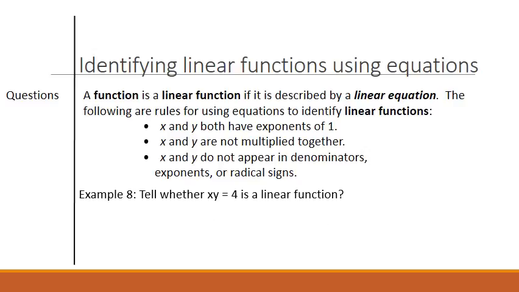So that's the gist of how you use ordered pairs and tables to determine if you have a linear function or not. Now, the third and final way that we would identify if we have a linear function is by using equations. So in the worst case scenario, when you can't graph it or you don't have ordered pairs, but we give you an equation, a function is a linear function if it is described by a linear equation. Go back to the vocabulary portion to see what a linear equation is.